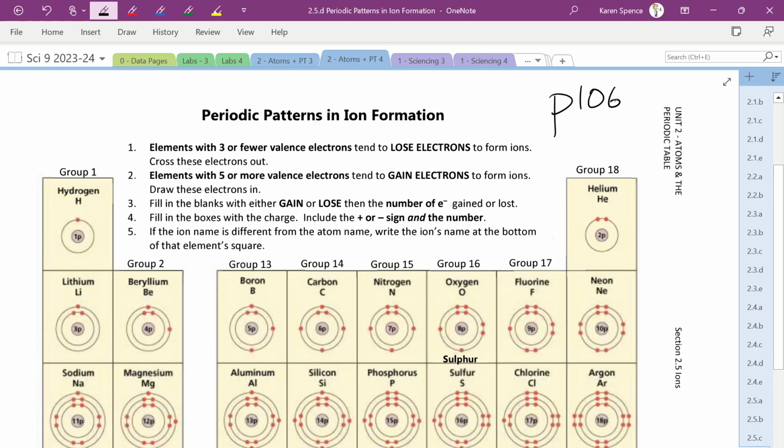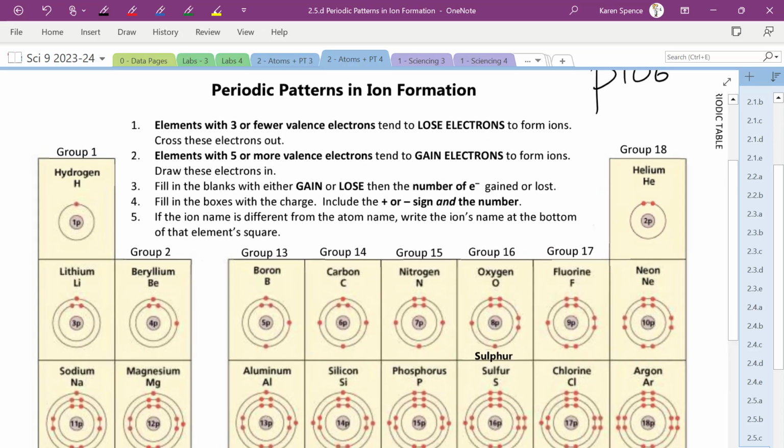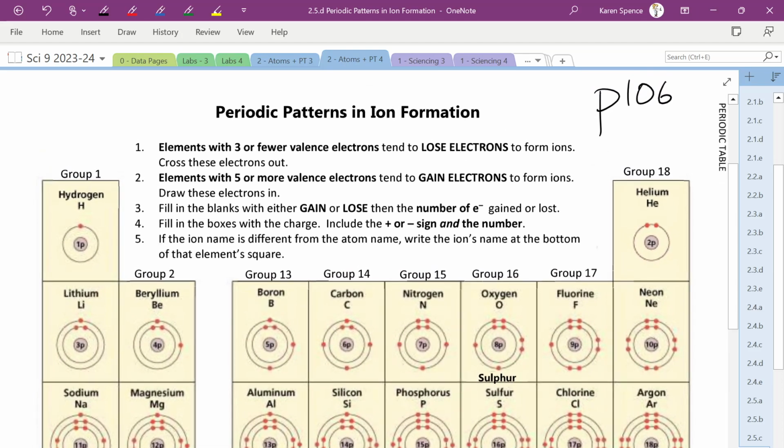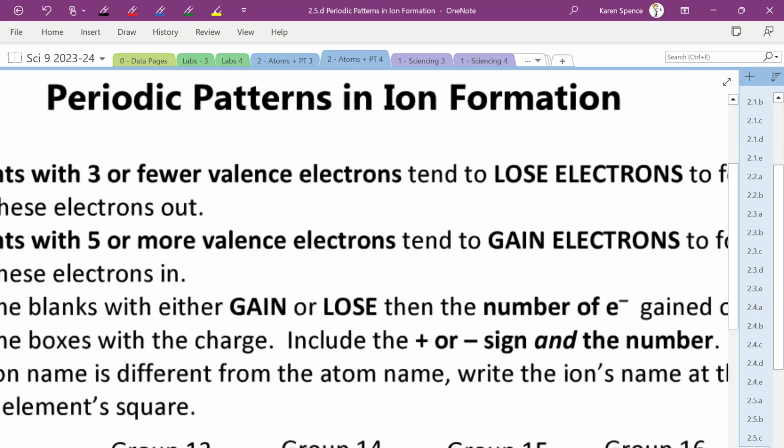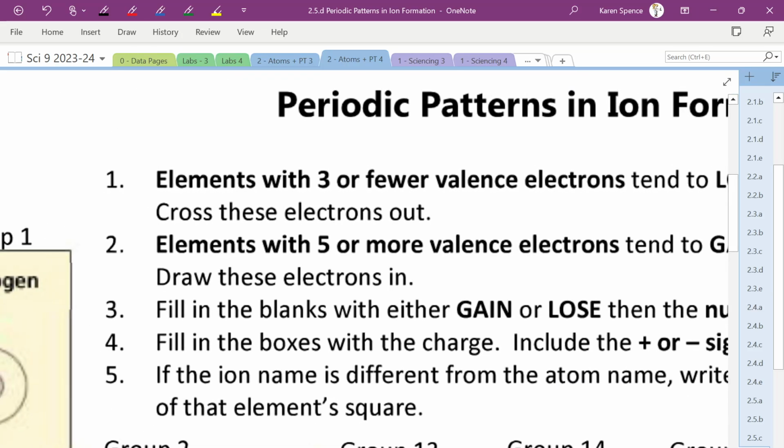Now you guys have gotten really good at drawing Bohr models. You can draw them in isolation, but one thing that's nice to notice is that there are patterns in how they form ions. So we know that if you have 3 or fewer valence electrons, will those atoms lose or gain?